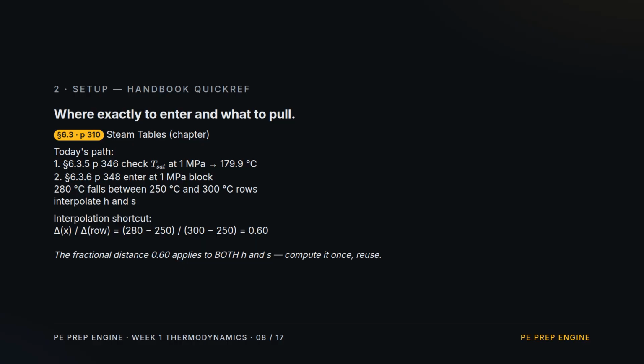Handbook quick reference. For today's problem, first check Tsat at 1 megapascal, then enter the 1 megapascal block of the superheated table. 280 Celsius falls between the 250 and 300 rows. The fractional distance is 280 minus 250 over 300 minus 250, 0.6. Compute it once, reuse it for every interpolated property.